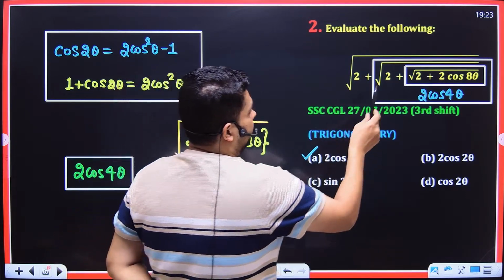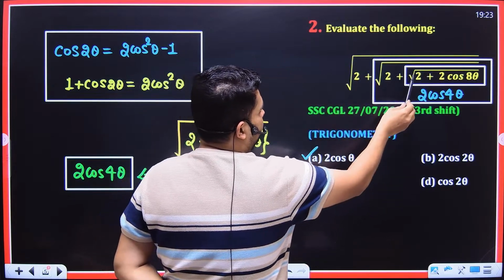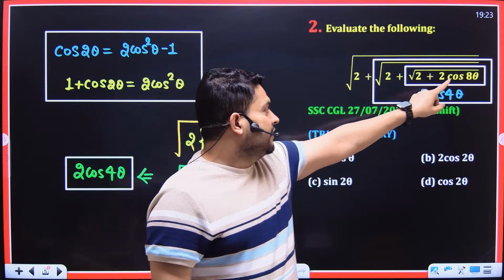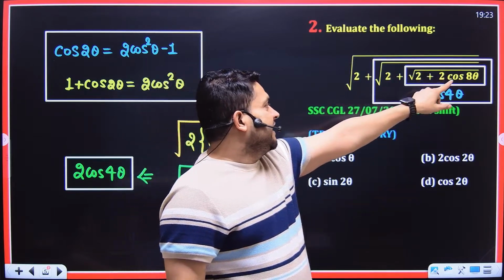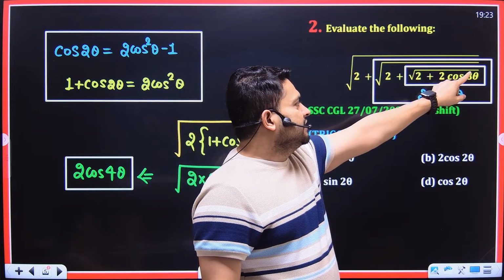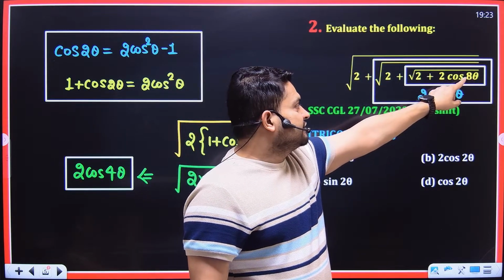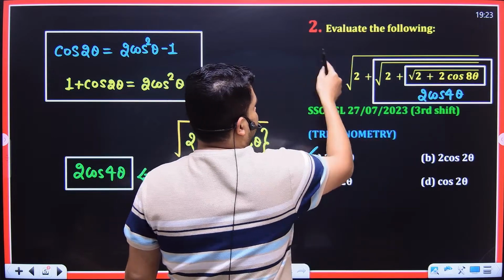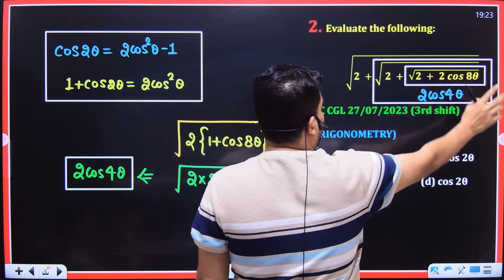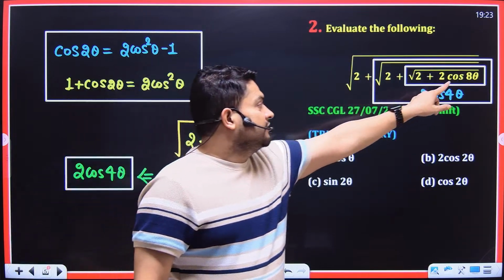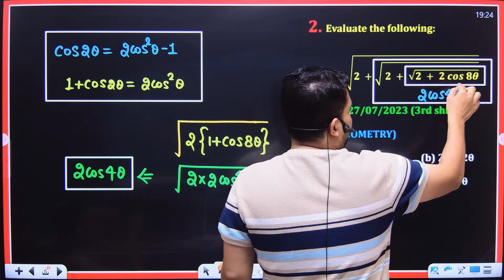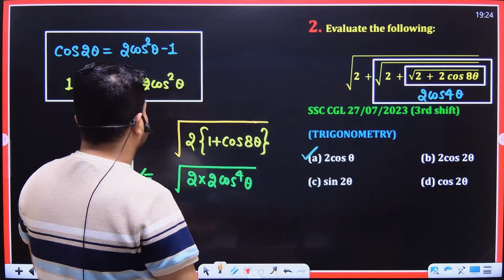If I have 1, 2, 3 square roots, then I will make the cube root of 8. If I have 4 square roots, then we take the fourth root, and we have 16 here. If we have 5 square roots, then we have 32 here. See what we have here, we have 8 theta. So first of all we have to focus on 8.